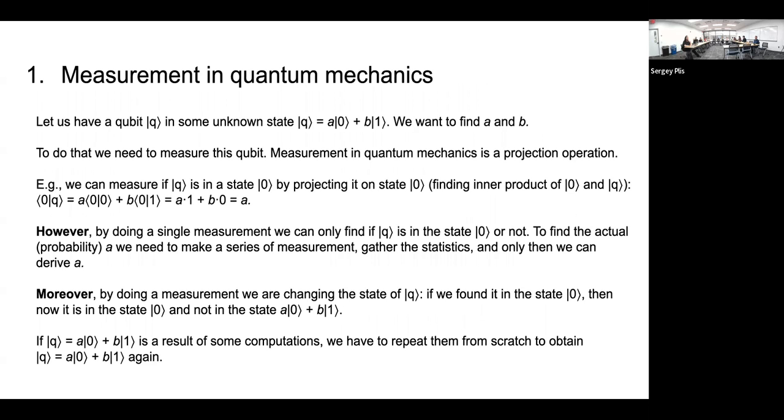Since quantum computers rely on quantum mechanics, it is important to say a few words about measurements in quantum mechanics. For example, let us have a qubit in a superposition of two states, and say we want to actually measure or find the constants A and B of this state. To do that, we need to perform measurements of this qubit. Measurements in quantum mechanics are best described by projections, projector operators. So for example, if you want to find out if the qubit is in state zero, we need to project it on state zero.